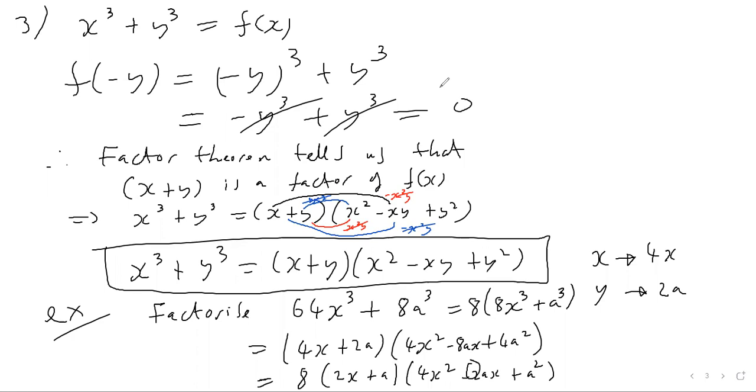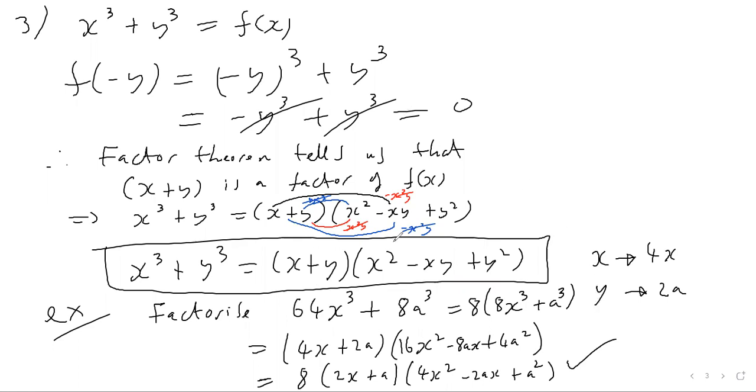So yeah, apologies. I've noticed a mistake with this. That's why I was umming and ahhing. That should be 16 there. Sorry, because 4x all squared gives you 16x squared. So that should be a 16x squared there. So when you factor out a 4 from this factor, and when you factor out a 2 from there, 2 times 4 gives you 8. So yeah, you do get this result here as well. So 8 times 2x plus a times 4x squared minus 2ax plus a squared. So that'll be our final factorization.